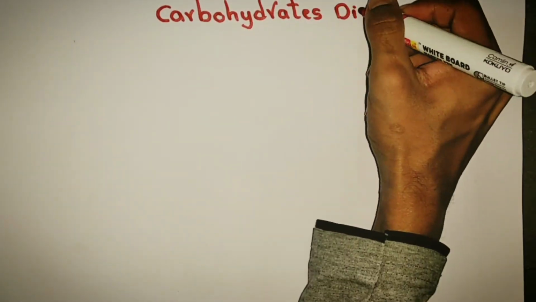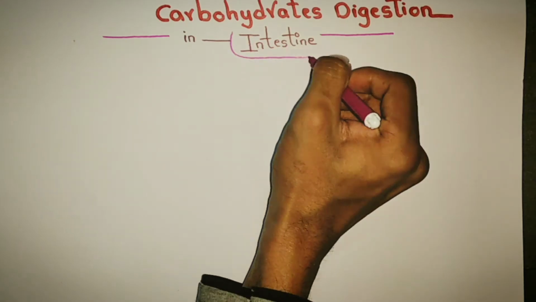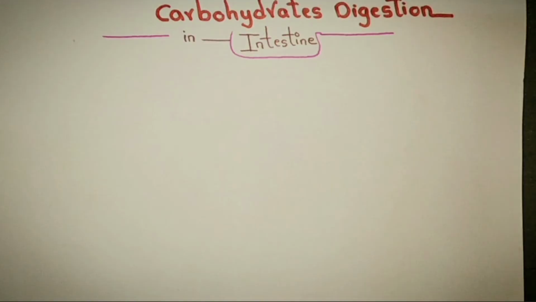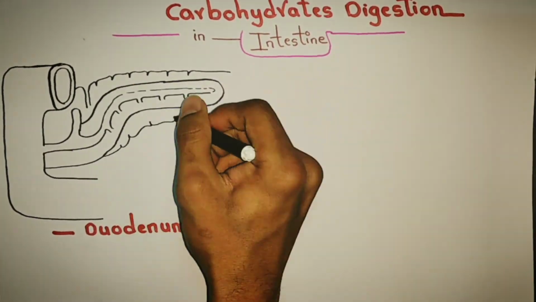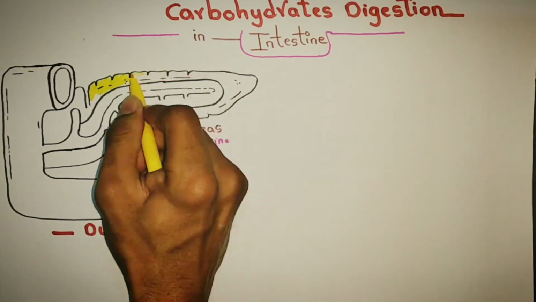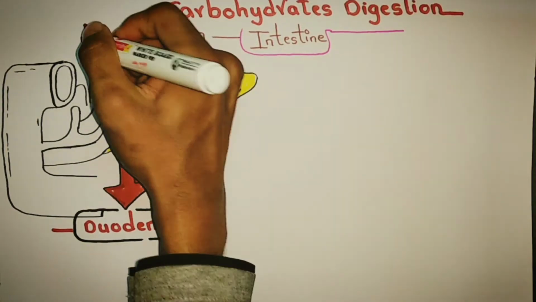Now let us see the process of carbohydrate digestion in the intestine. Let's see how the leftover starch from the mouth is digested here. The food from the stomach enters into the first part of the small intestine, which is the U-shaped duodenum, on which the heterocrine pancreas opens. The bile and the pancreatic juice are released into the duodenum for the process of carbohydrate digestion.